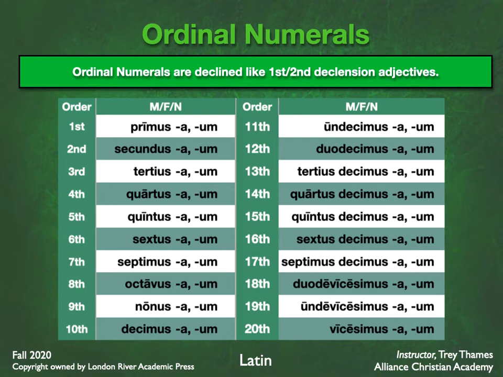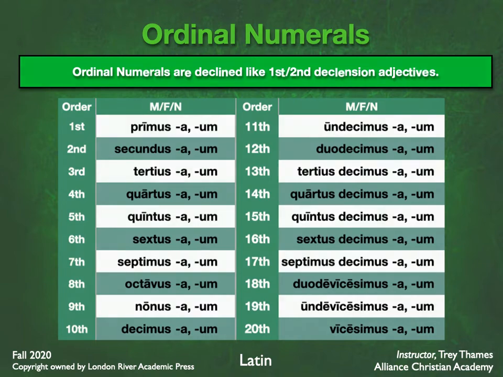Again, notice undecimus, 1 and 10 is 11, so that's 11th. Duodecimus, tertius decimus, quartus decimus, quintus decimus, sextus decimus, septimus decimus, so that's 17. Then notice 18th is duodevicesimus. Okay, so vicesimus, if you notice at the bottom, is 20th, so 2 from 20th is 18th. And then undevicesimus, that's hard to say sometimes, that's 19th. And vicesimus is 20th. So those are your cardinal and ordinal numbers.